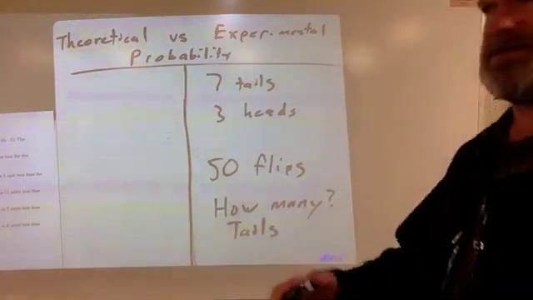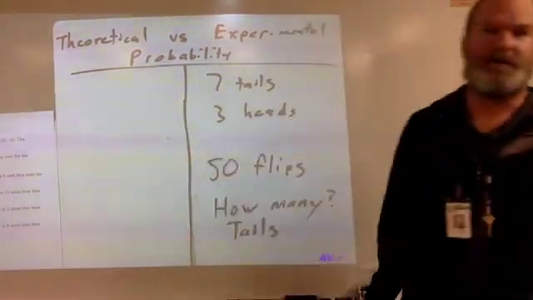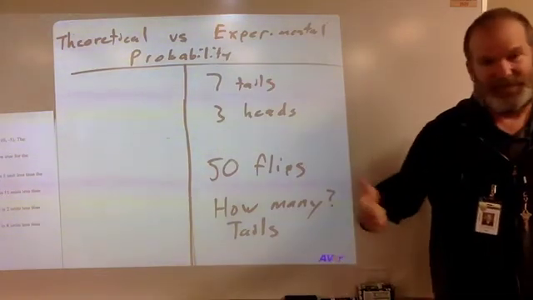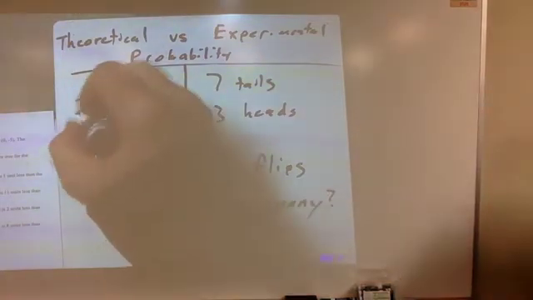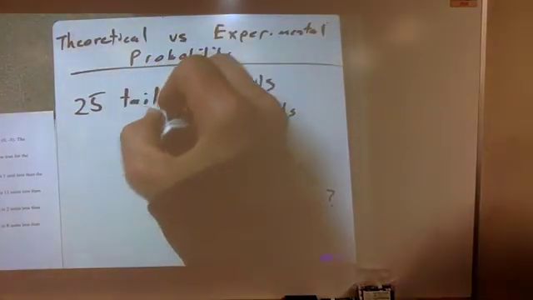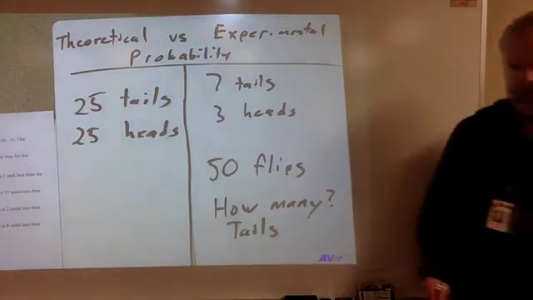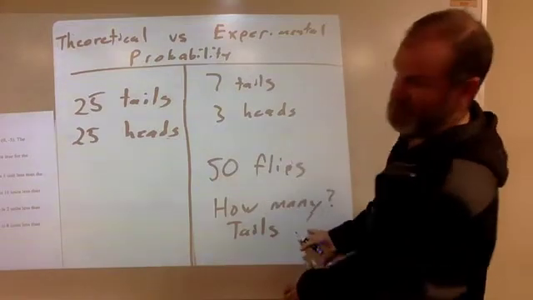A lot of people are going to say 25. That would be the correct answer on this column, if it's theoretical. In theory, you've got a 50-50 chance of getting tails, so if you flip it 50 times, you should get 25 tails and 25 heads. But we're not asking the theoretical probability question here. This is in the experimental probability column.